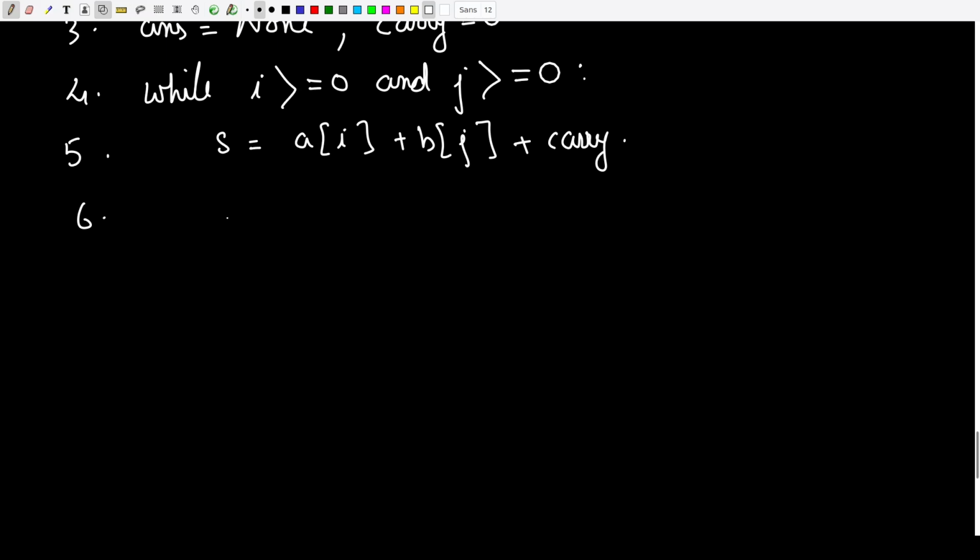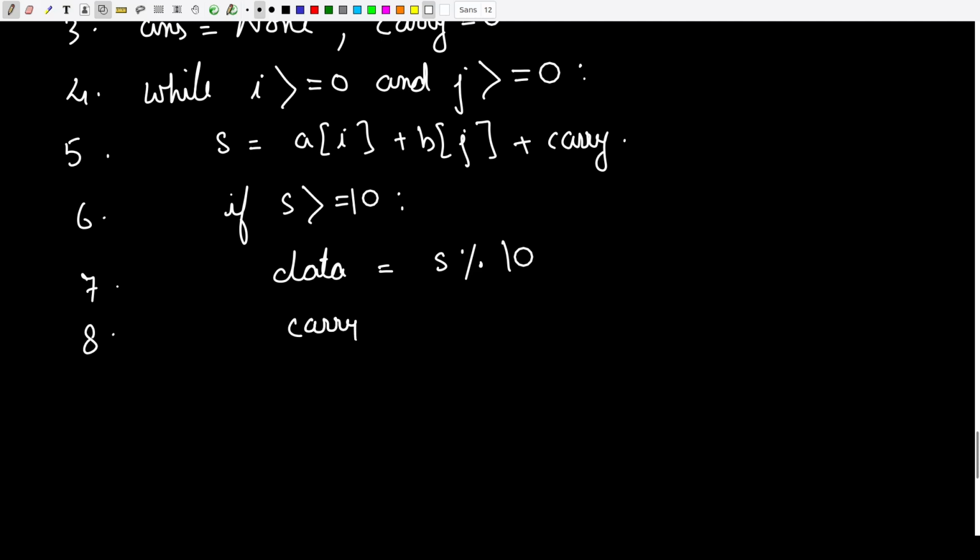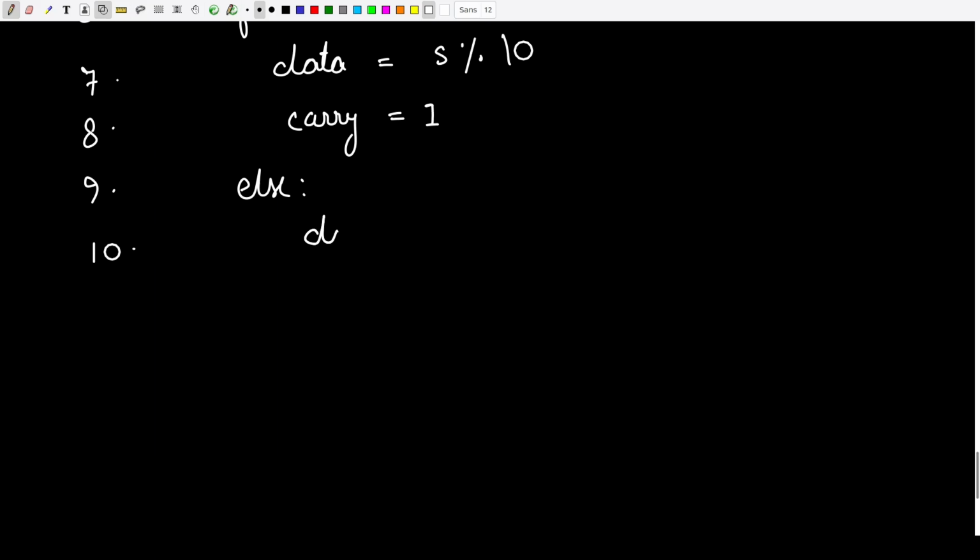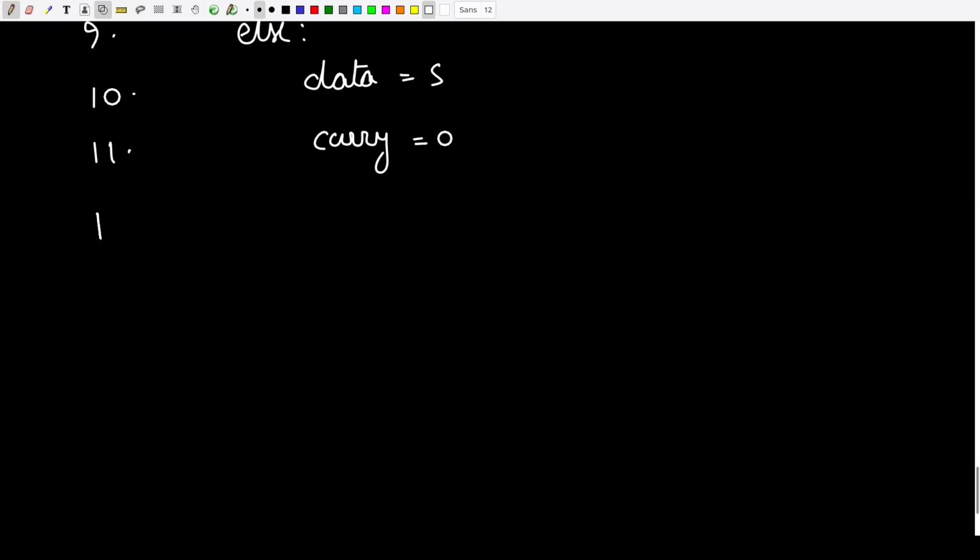This sum could be greater than or equal to 10, in which case the data part of it is s mod 10, and since it is greater than or equal to 10, there will be a carry and carry will be equal to 1. Otherwise, if sum is less than 10, then data is equal to s and carry in this case is equal to 0. Now once we have performed this sum operation, we would like to insert this sum into the linked list, the answer linked list.